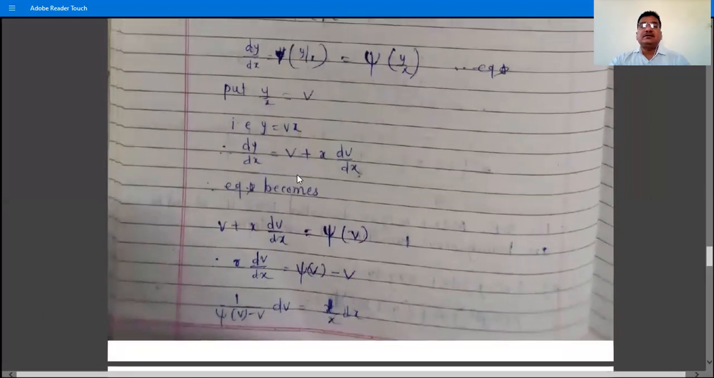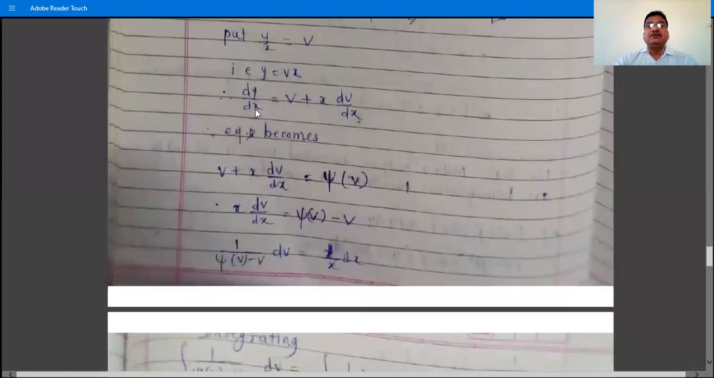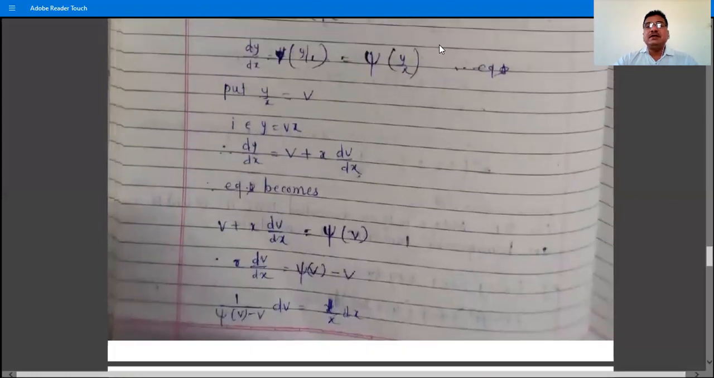And then what is dy by dx? The derivative of v into x, by using the u into v rule: v into the derivative of x, which is 1, plus x into the derivative of v, that is dv by dx. So by the u into v rule, first as it is, derivative of second, plus second as it is, derivative of first. Using this rule, we substitute these values in equation star.